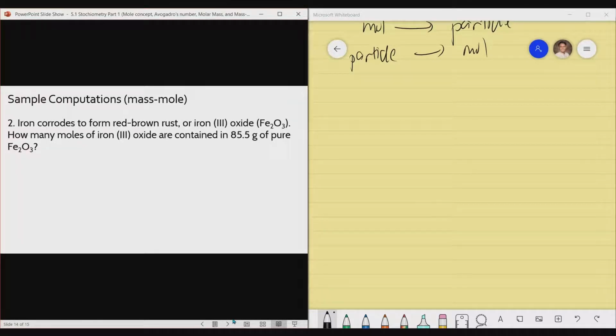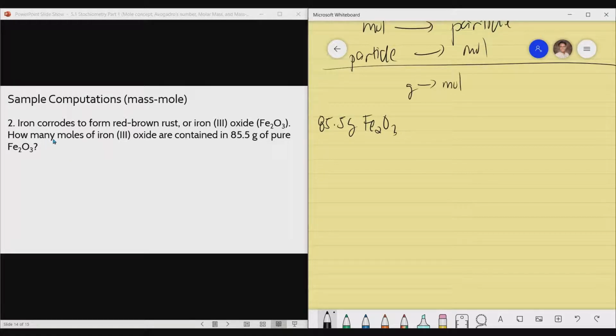Iron corrodes to form red-brown rust, or iron 3 oxide, Fe2O3. How many moles of iron 3 oxide are contained in 85.5 grams of pure Fe2O3? So let me write the given: 85.5 grams of Fe2O3, or iron 3 oxide. What I'm required to do is to convert gram into unit mole, because the question requires moles. How many moles? So I need to convert gram into unit mole.